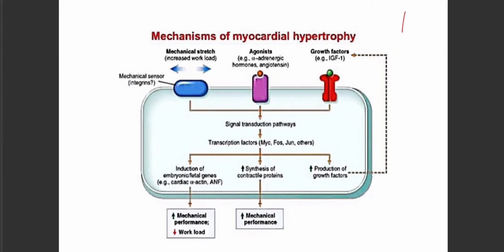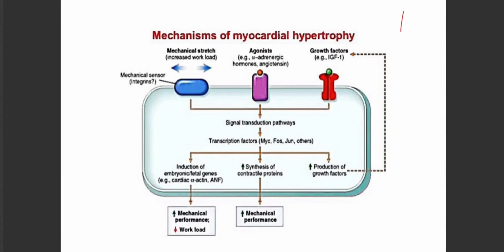As you can see, when there is mechanical stress, mechanical stretch, that is during increased workload, there will be more and more tension, which will activate the mechanical sensors, mainly the integrin proteins. Or there might be agonists like adrenergic hormones or angiotensins. All of these will cause activation of agonist receptors. Or there might be growth factors like IGF-1 or TGF beta. All these will activate the growth receptors.